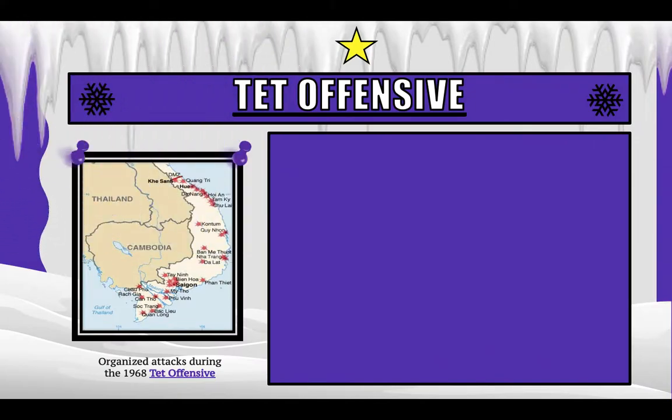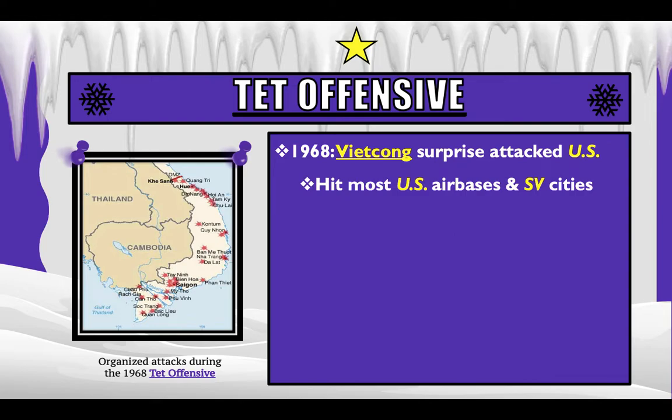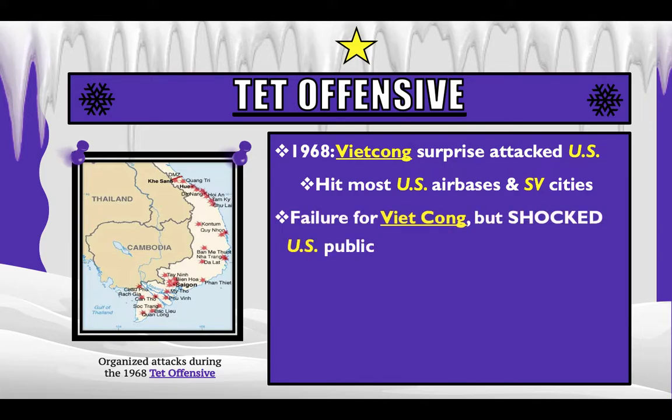So this credibility gap is never going to be more intense than following the 1968 Tet Offensive. So this is taking place after the Vietnamese New Year. Basically, the Viet Cong launches a surprise attack against the United States, hitting the majority of U.S. air bases and South Vietnamese cities. So it's a massive failure for the Viet Cong, but this is what's really important about the Tet Offensive.